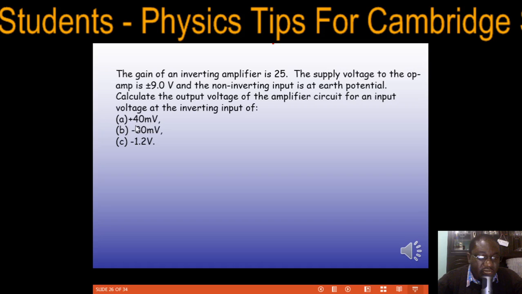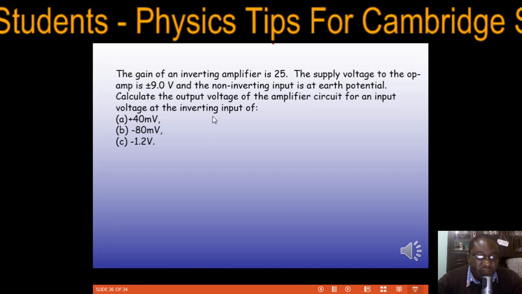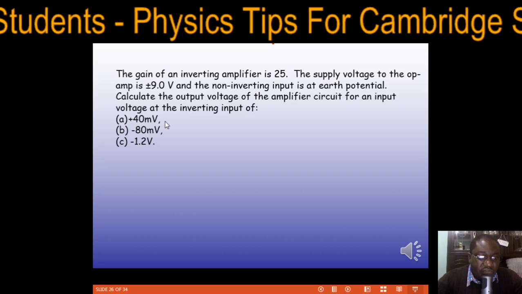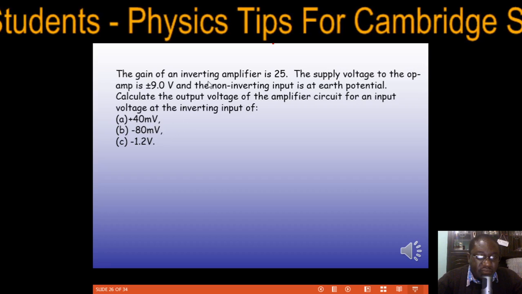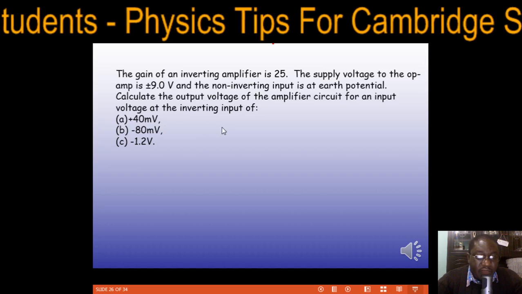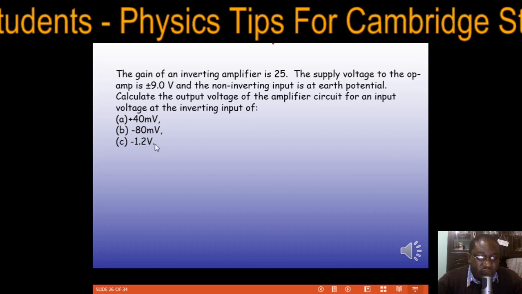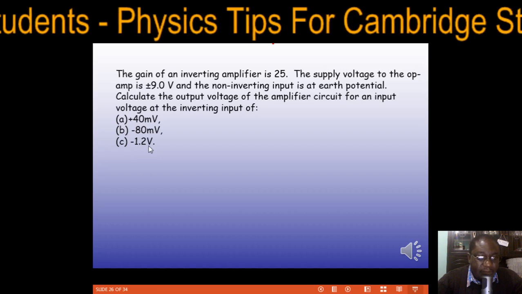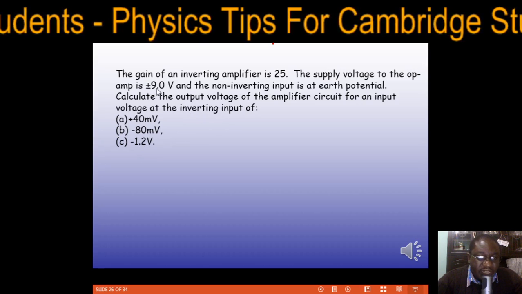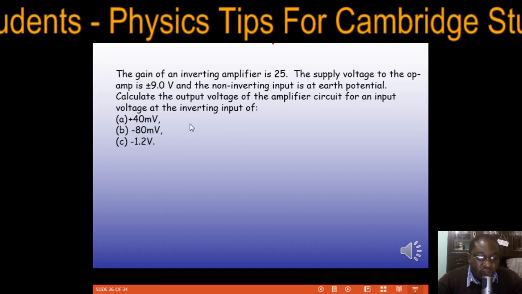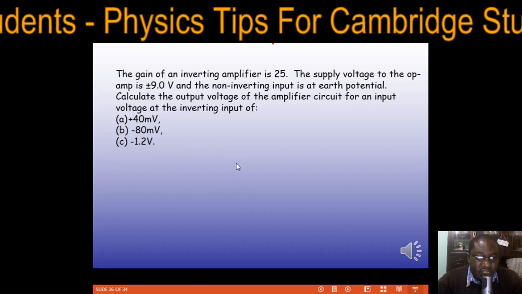So Vin is 40 millivolts, and the gain is 25. To get Vout, you say gain times Vin. So it will be 40 millivolts times 25, which gives you, but then since this is an inverting amplifier, your output must come out negative. And this one, output must come out positive, and then this one, output must come out positive again. Now, where you get a Vout greater than 9 volts, just know that it saturates at 9 volts. You can't get a value above the 9 volts being supplied. So just work it out and let me know in the comments.